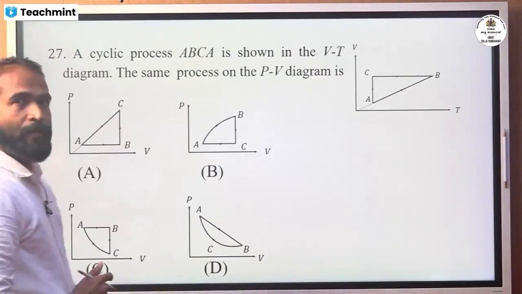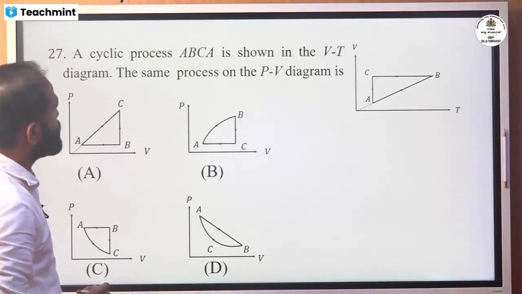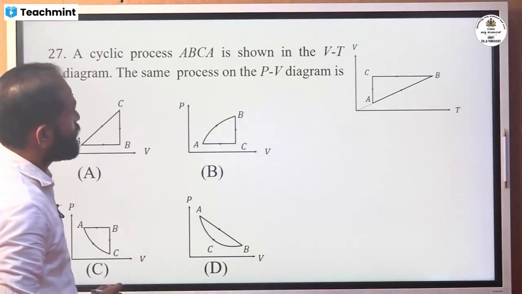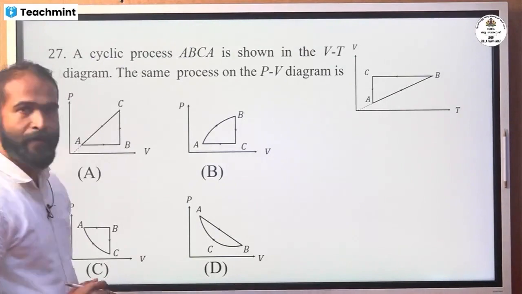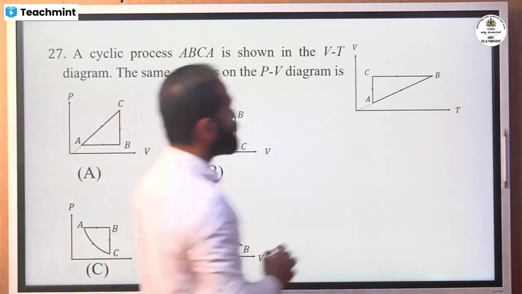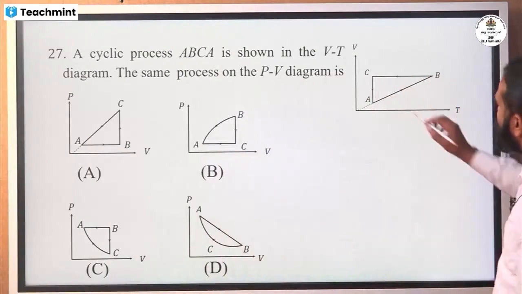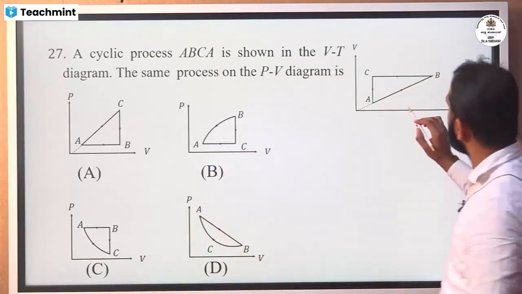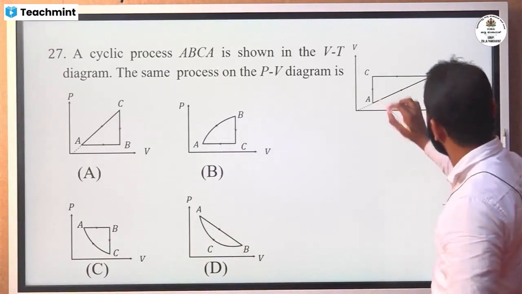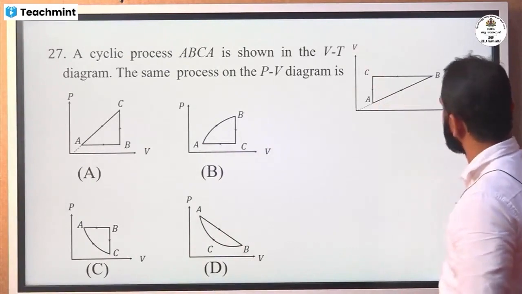Question 27. A cyclic process ABCA is shown in the VT diagram. The same process on the PV diagram is. Now look at this graph here. From A to B, the relation between volume and temperature is linear.